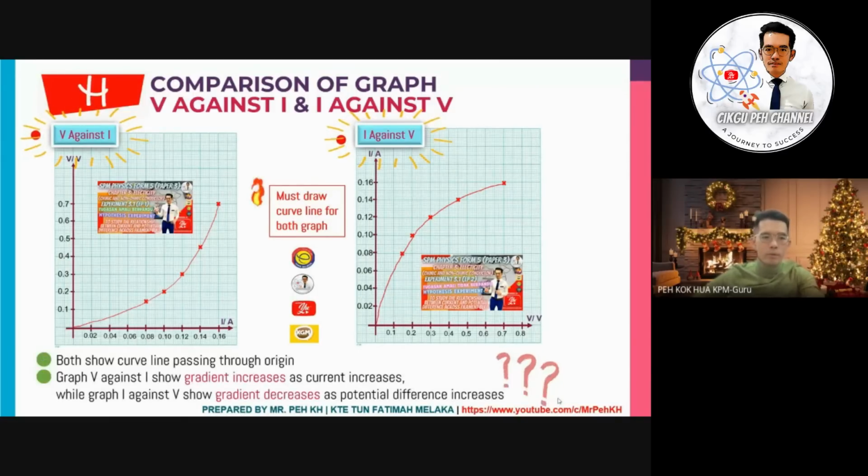So what is the difference between the graph V against I and I against V? Here you can see for the graph V against I, the gradient actually increases. So you can draw a triangle. You can see the gradient increases, while for the graph I against V, the gradient actually decreases.